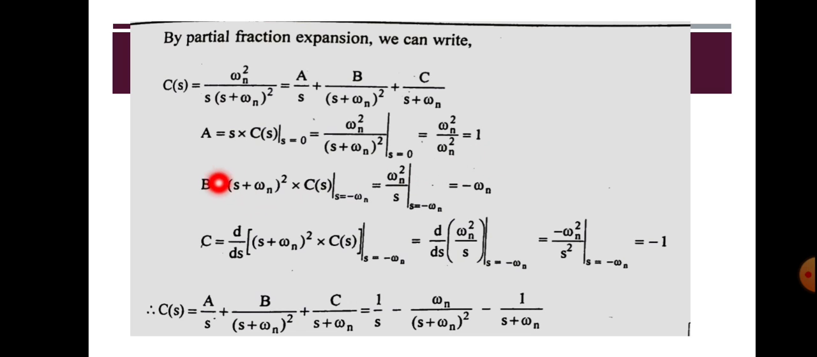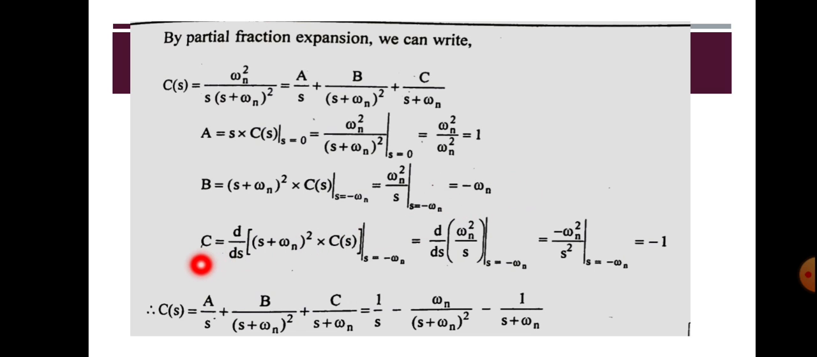So next we want to find B. That means B will be equal to S plus omega n all square into C of S at S is equal to minus omega n. That is the equation for finding B. We can substitute the value of C of S, so that the S plus omega n whole square terms will be cancelled out, and finally we get omega n square by S. We substitute S is equal to minus omega n, so we will get B equal to minus omega n.